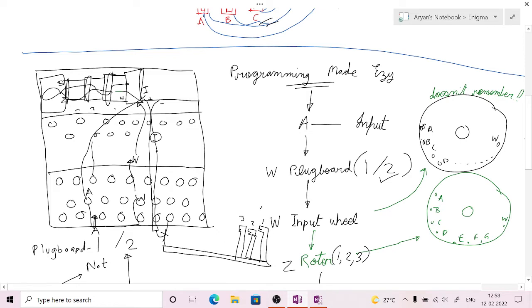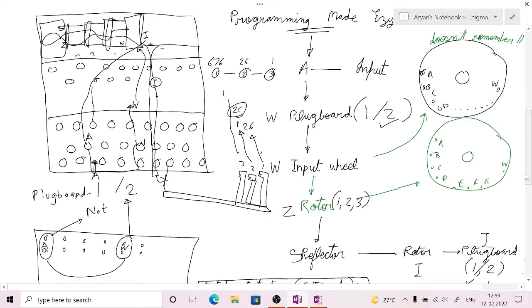So every time this moves the first rotor, and until the first rotor has rotated 26 times, the second rotor won't rotate. Only after the first rotor has rotated 26 times, the second rotor would rotate. That means for every 26 times, it would rotate once. And for every 26 times that rotor 2 rotates, rotor 3 would rotate once. That means for every 676 times rotor 1 rotates, rotor 2 would rotate 26 times, and rotor 3 would rotate only 1 time. This is the great logic which was used by the makers or developers of the Enigma machine, who made this brilliant system, and this is how it was ever changing.